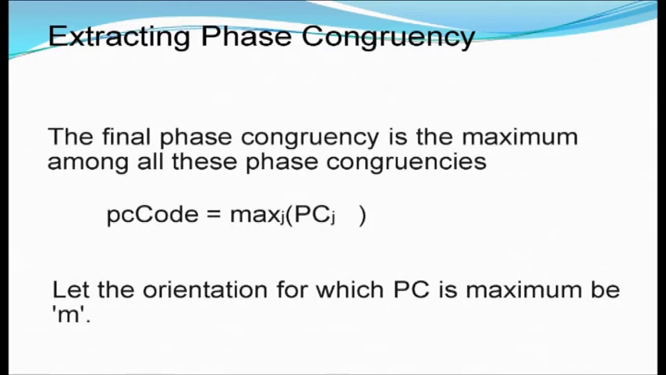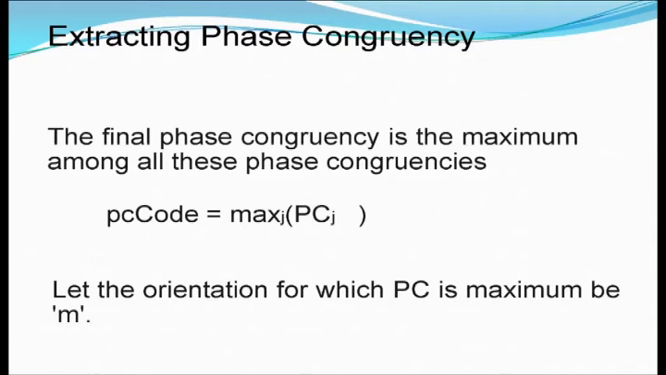So now we have phase congruency for all orientations. The final phase congruency, the PC code map we will use, will be the maximum among all the phase congruency values across these orientations. The orientation for which PC is maximum be M. This will be needed in calculating the local phase feature.